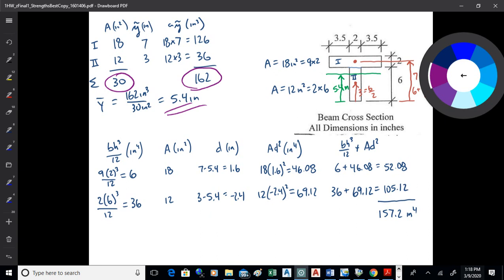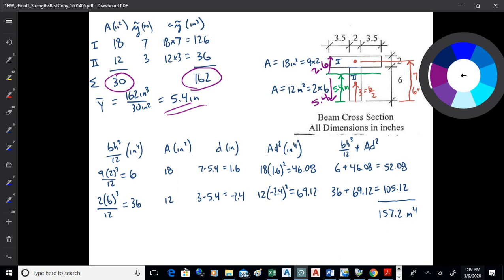So what that's going to do, that's going to get me these values of C that I want, because C is the distance from the neutral axis to the edge of the beam. So that one's 5.4, that one's 2.6. Total is 8, so 8 minus 5.4 gets me the 2.6. So we're good with that? Okay.